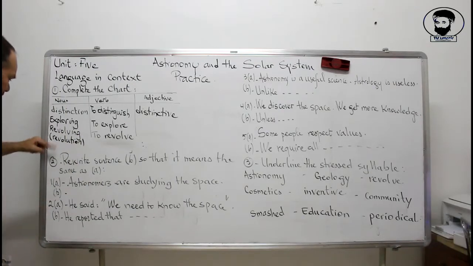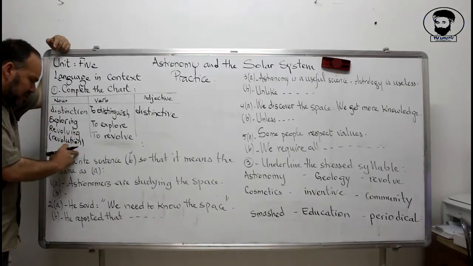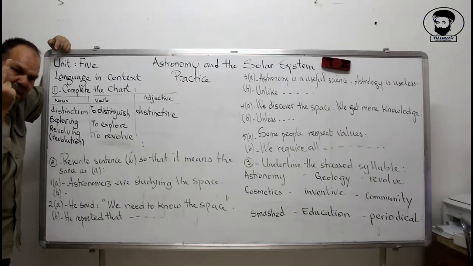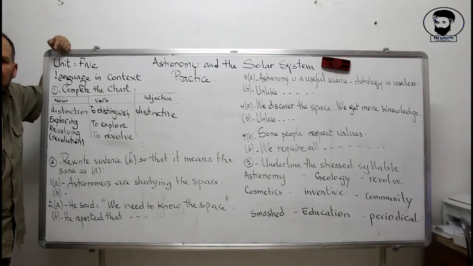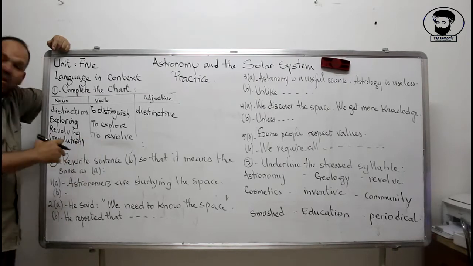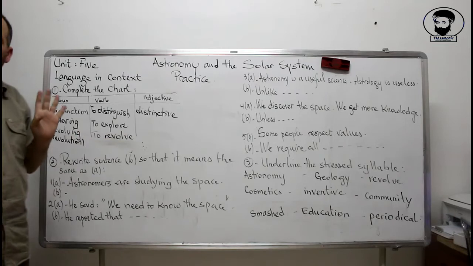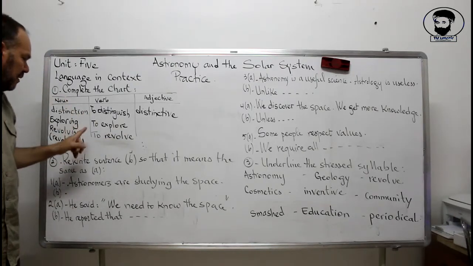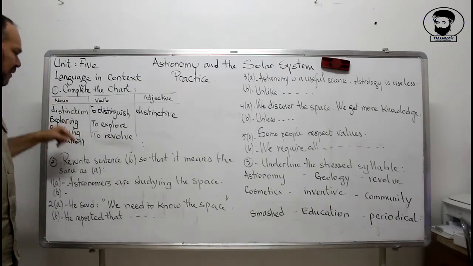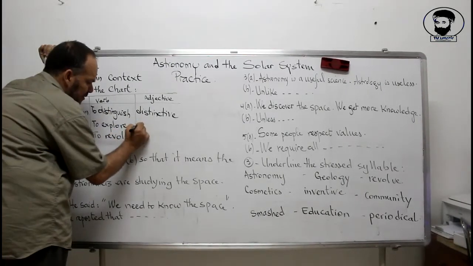But never give two answers on one task. It means you either write revolving or revolution, but never two answers, because you will have a zero for them. So because you don't know revolve, just write revolving and you get the mark of this task. Now, to explore, and the adjective is, for example, explored.